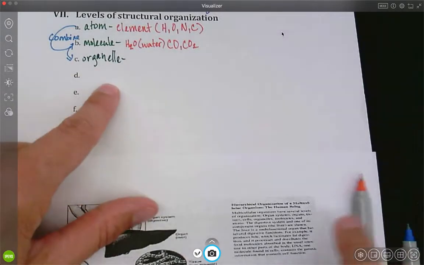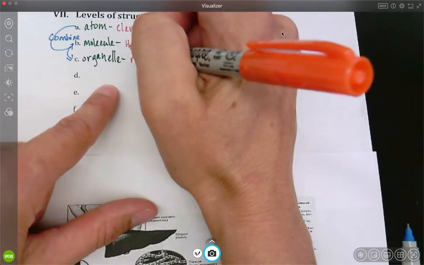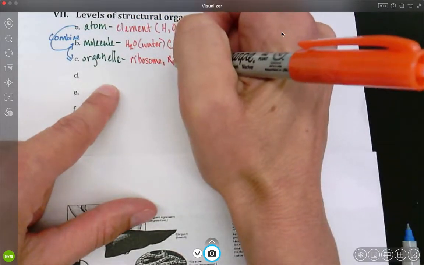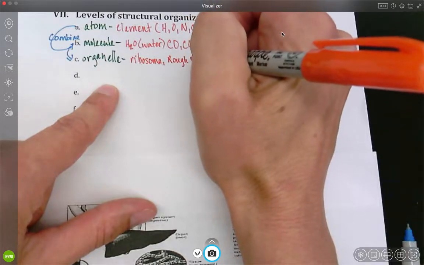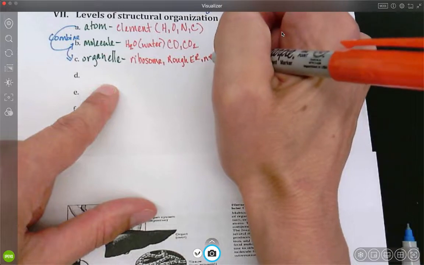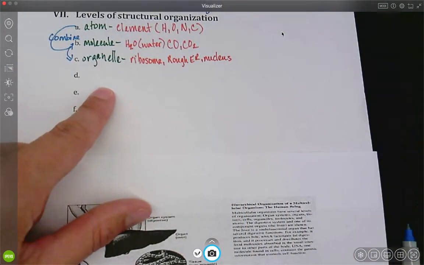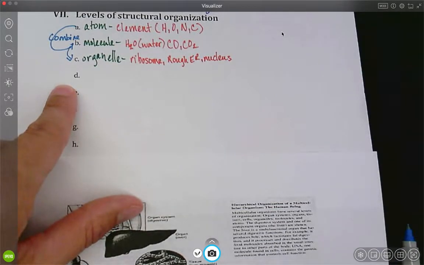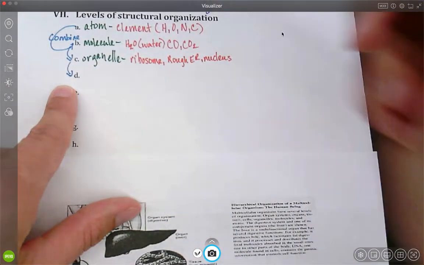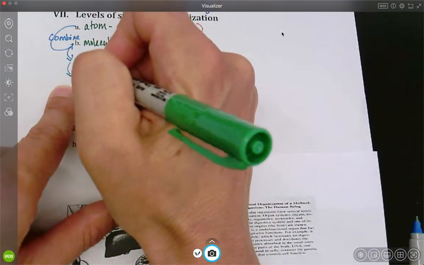So what are some organelles that you know of? Ribosomes, rough ER, smooth ER, nucleus, any of them that you can think of. So we take our organelles and we take all those pieces of an organelle, and guess what we end up with? Now we have our cell.